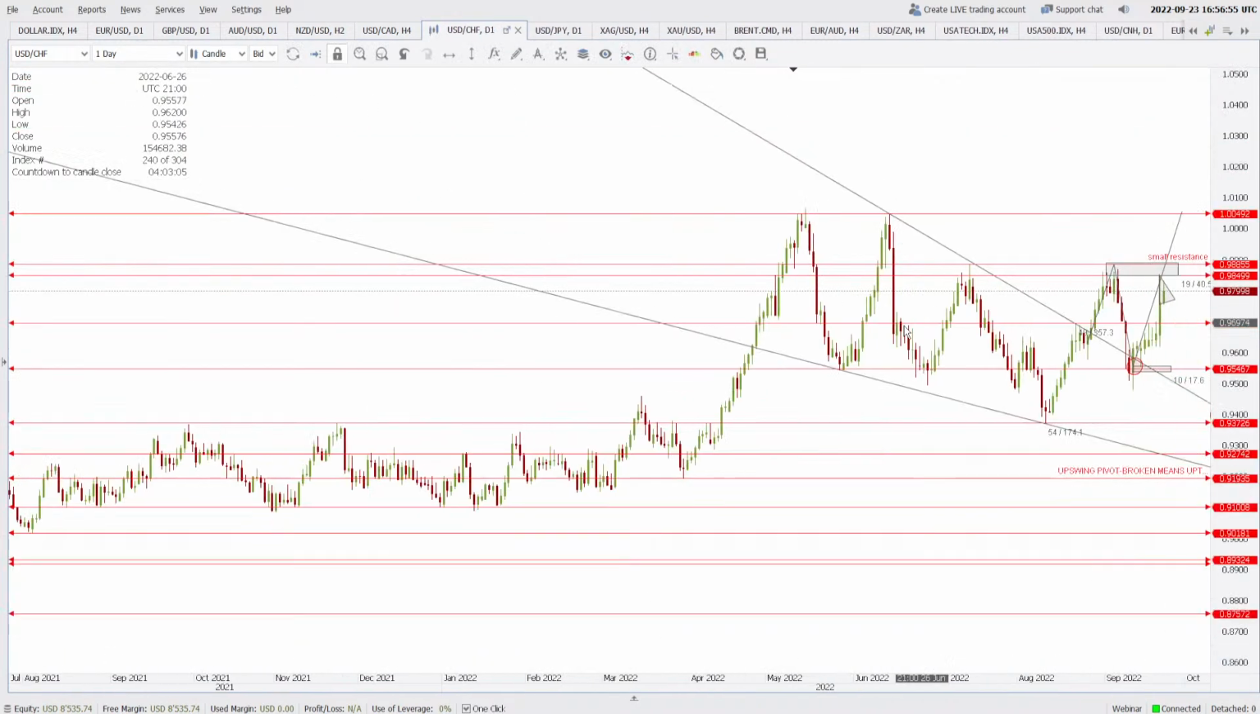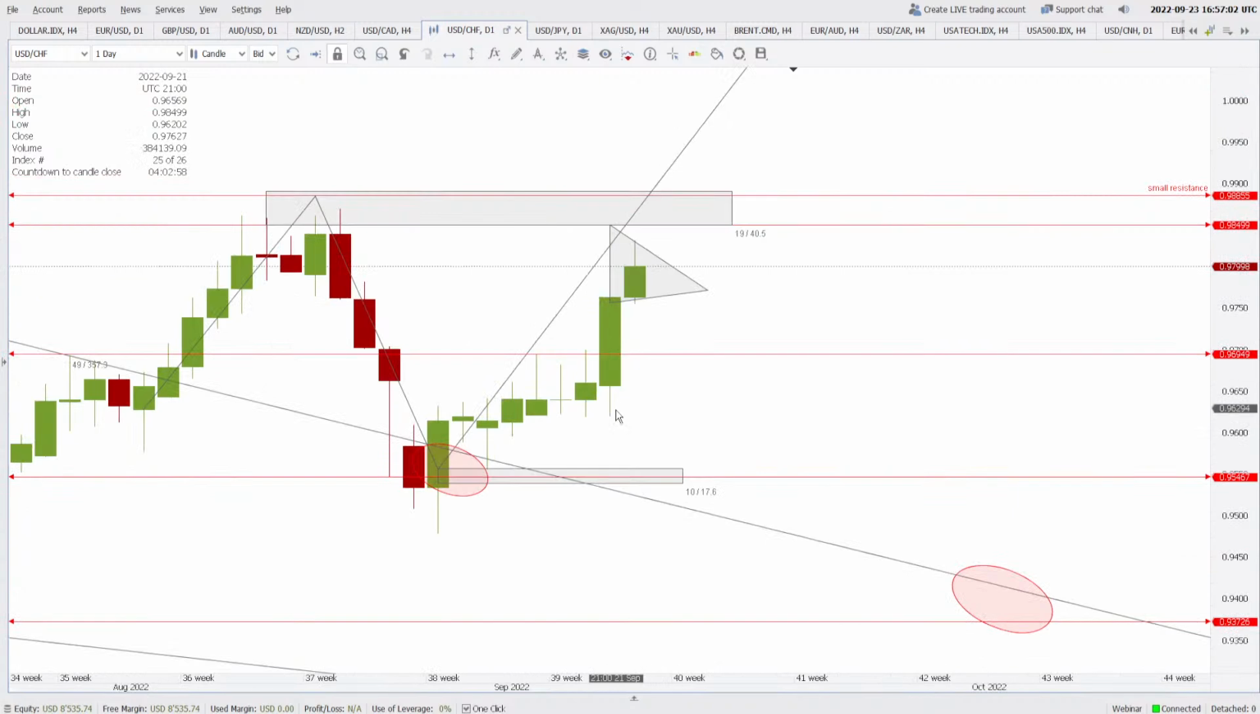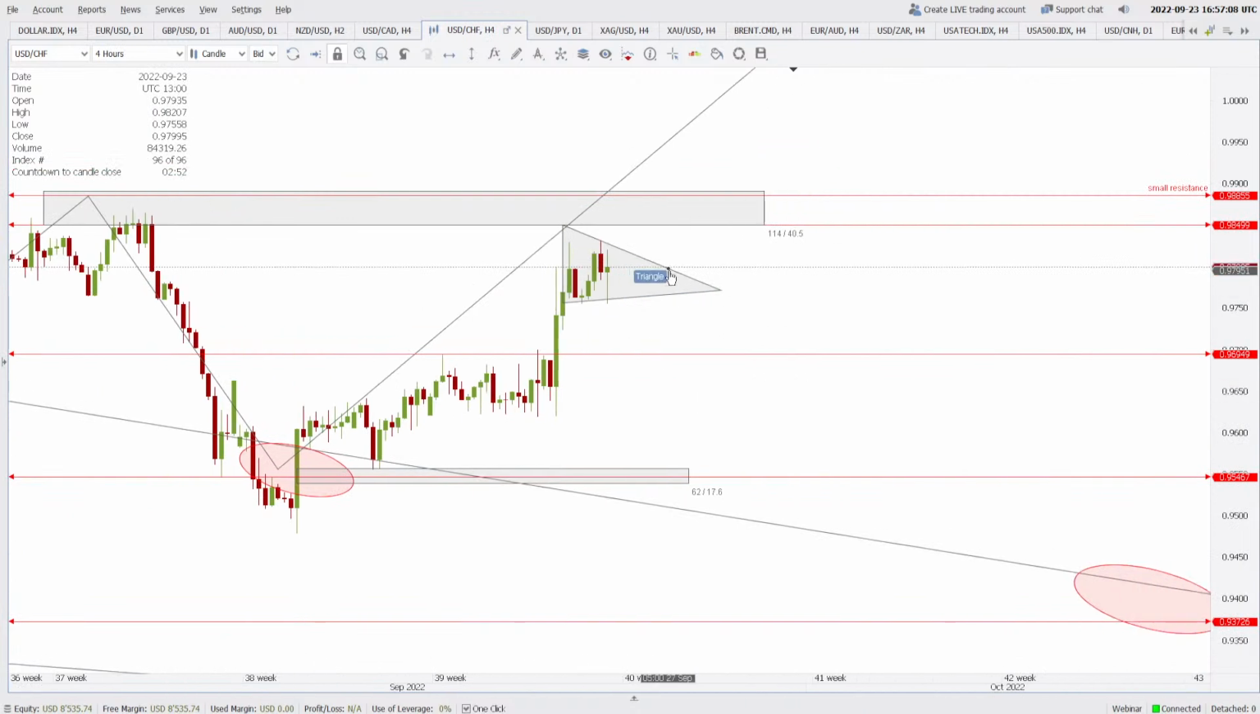But from the daily, if you can see an inside bar, that means there is a possibility of a symmetrical triangle, and this is what is forming. This may be a flag and pole, this may be a pennant formation, whatever you call it. But till the time the price is trading inside this, I'm going to stay away from this market.